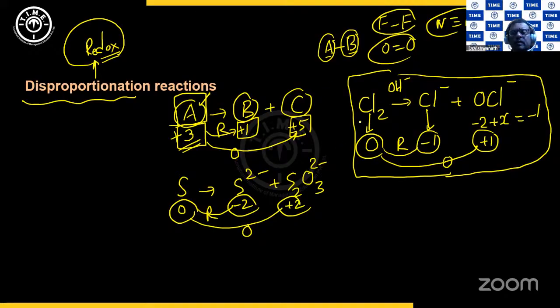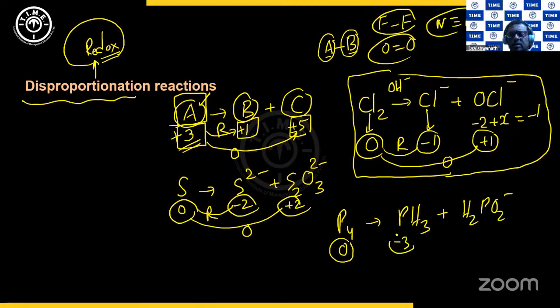These are some of the examples. One more example we can check here. For example, if we take white phosphorus, it will turn into phosphine and hypophosphite. This is 0 because it is the element. This is -3 because hydrogen is +1, and this is +1. So this is reduction and that is oxidation. Clear? So like this, we have disproportionation reactions taking place. They are a special case of a redox reaction where a single species undergoes both oxidation and reduction. The opposite of disproportionation is comproportionation, which you will see now.